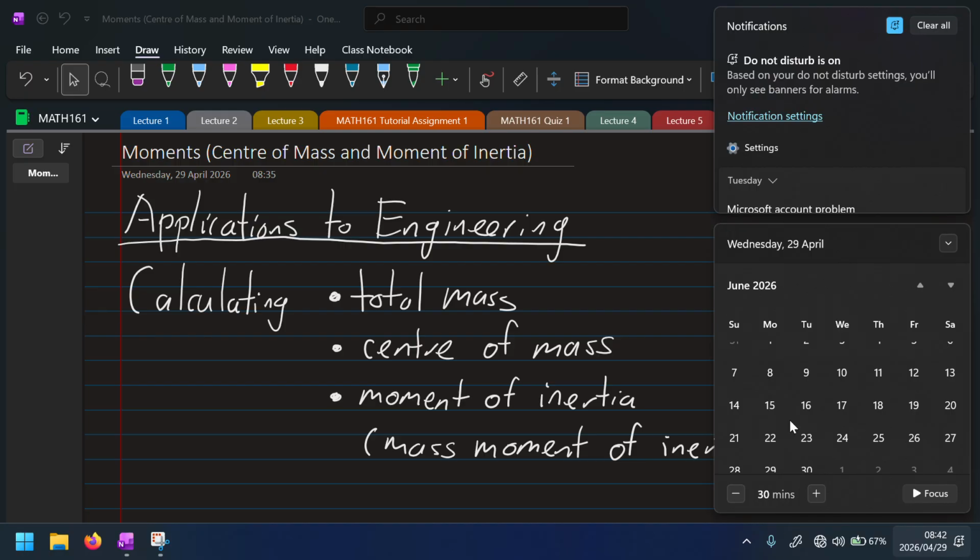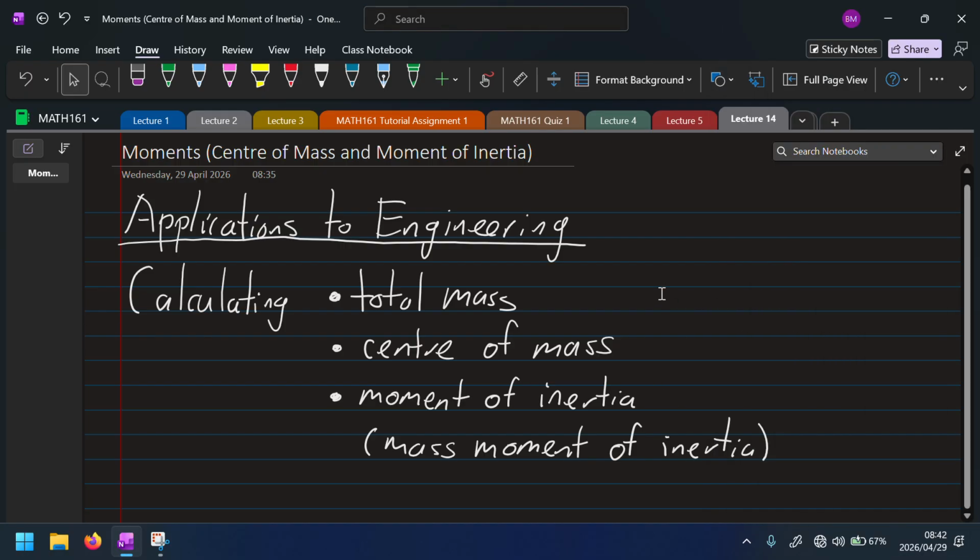All good. Okay, so again, just check that email. It has all of the important dates that you need to know. So today we're going to start a new chapter on some applications to engineering. We'll cover briefly these 3 topics here. You'll see this more in detail next semester in MATH162, especially that last bit, moments of inertia, mass moments of inertia. We'll cover a few examples, but not too much.